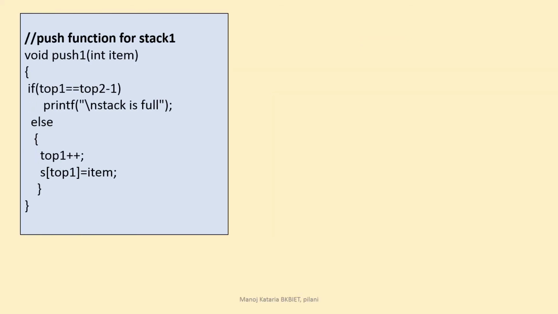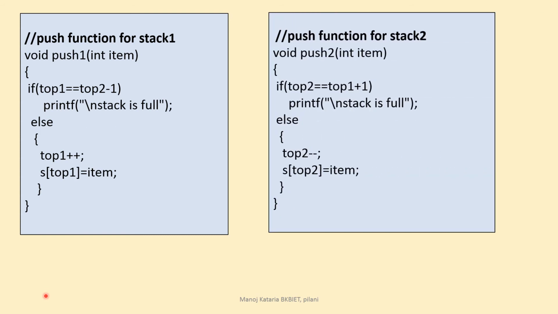Now here you see the push function for stack 1, and similarly we have a push function for stack 2. This push function does not return any value. In this we pass one argument, that is the item we want to push onto stack 1. The same format applies for the push 2 function. First of all we check if top 1 equals top 2 minus 1. This is the situation where we can say that the stack is full.